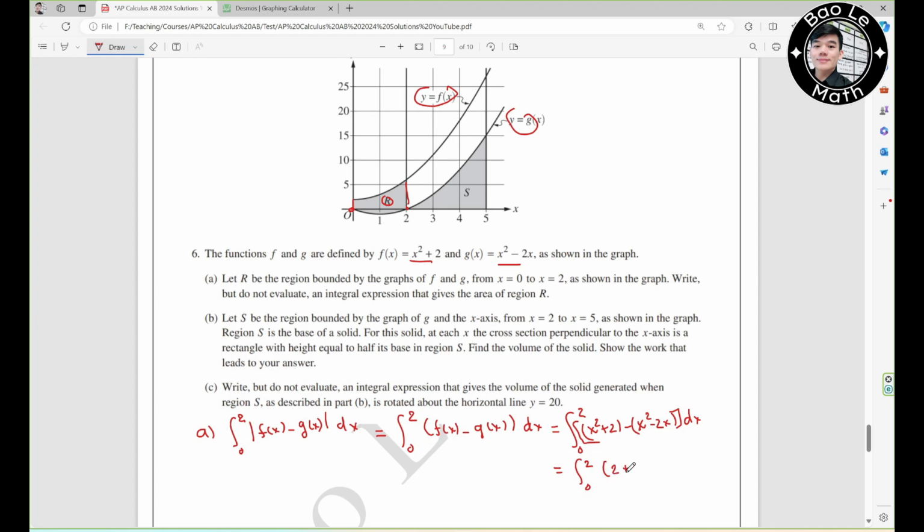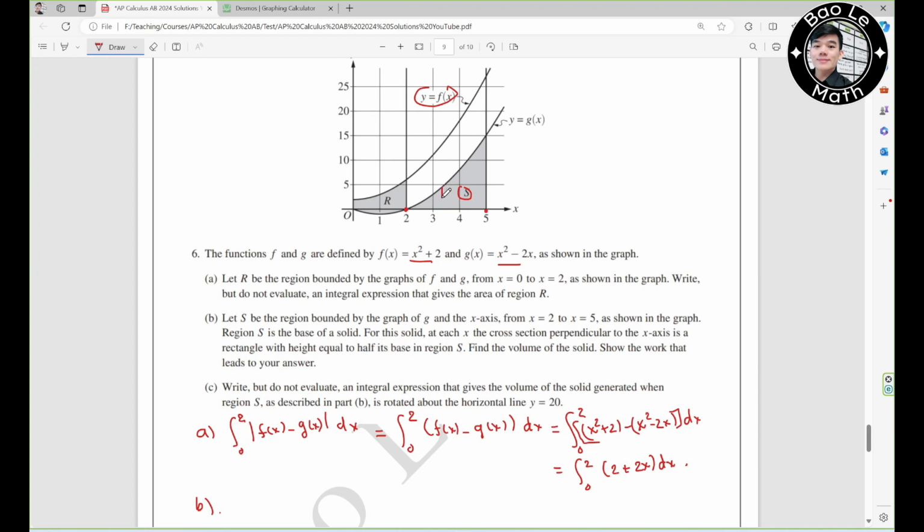2 minus plus 2s ds. Let S be the region bounded by the graph of g and the s-axis from s equals 2 to s equals 5. So 2, 5, the region S right here. The region S is the base of a solid. For this solid, at each s, the cross-section perpendicular to the s-axis is a rectangle with height equal to half its base in region S.